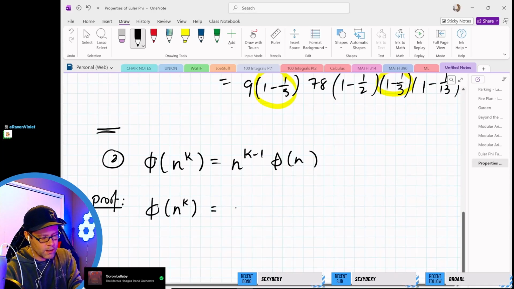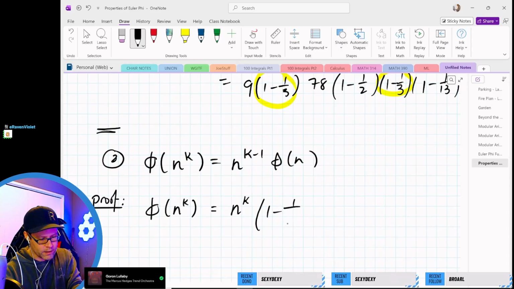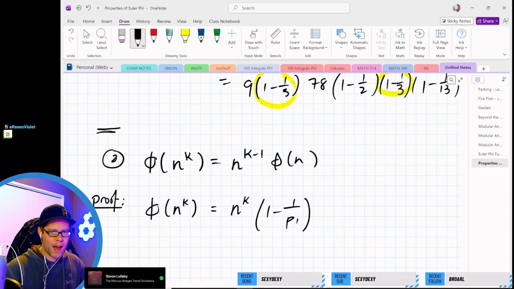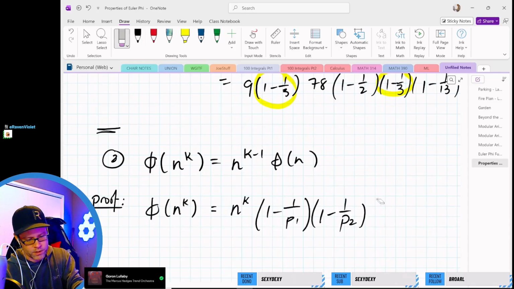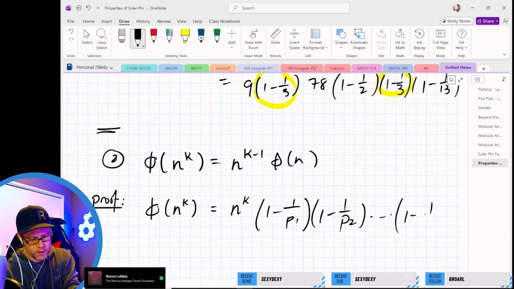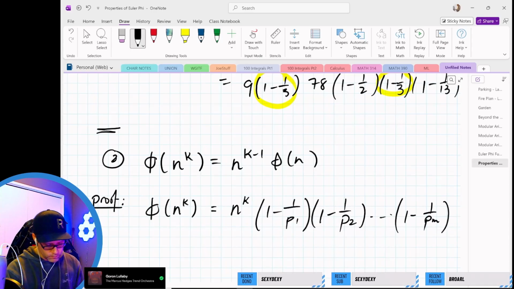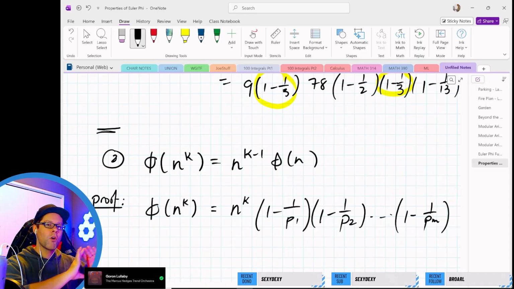I know there's a formula, and the formula basically says it doesn't really matter what this number is. I just take this number, and I need to multiply by 1 minus 1 over all of the prime numbers. So I'm just going to assume here that I have m of these prime numbers. These are all of the prime numbers that are important. I can probably just do a dot, dot, dot here. So dot, dot, dot, 1 minus 1 over p to the m. So let's say P1, P2, Pm, and everything in between. Those are the important prime numbers for this number n to the k.